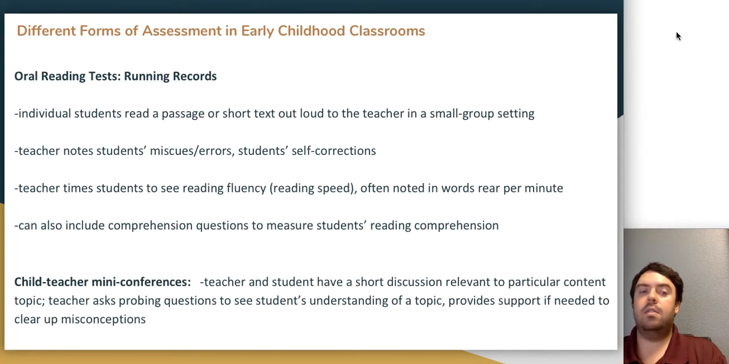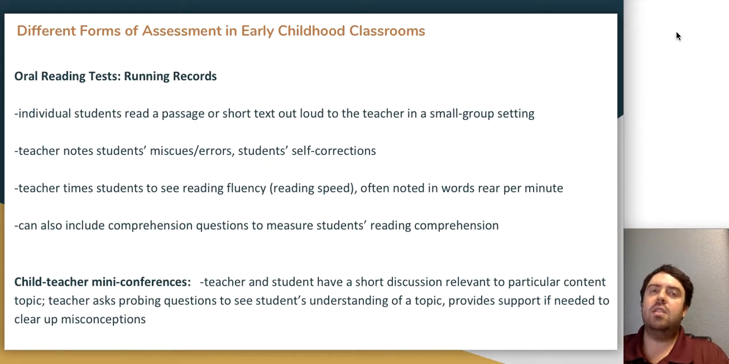We have running records, and this is something similar to what I mentioned with the reading inventory. Just the reading inventory would include other things like students' reading interests, maybe their reading level, the books they've read at home. So the reading inventory would be a little bit more comprehensive. Running records are more specific, and they're focused on oral reading tests. So they're focusing on students' reading accuracy and students' reading fluency.